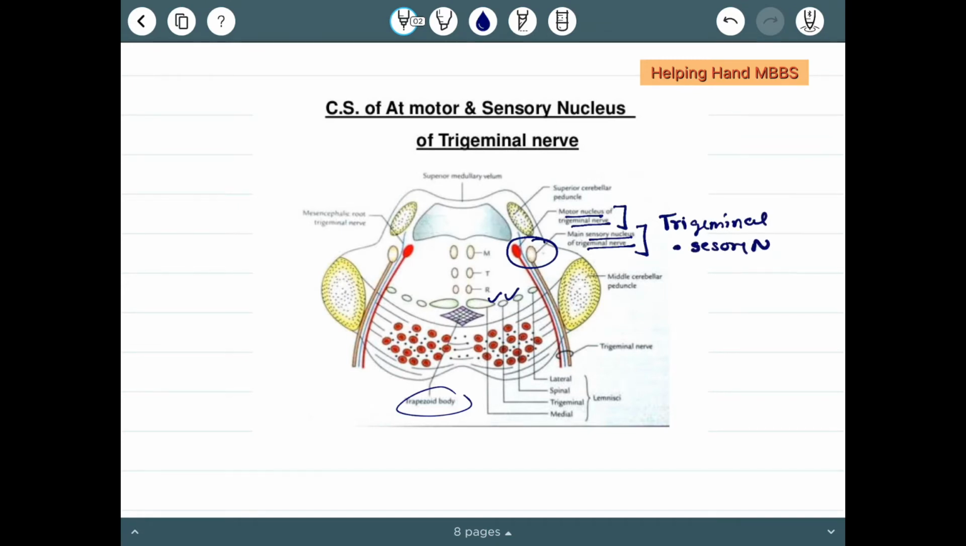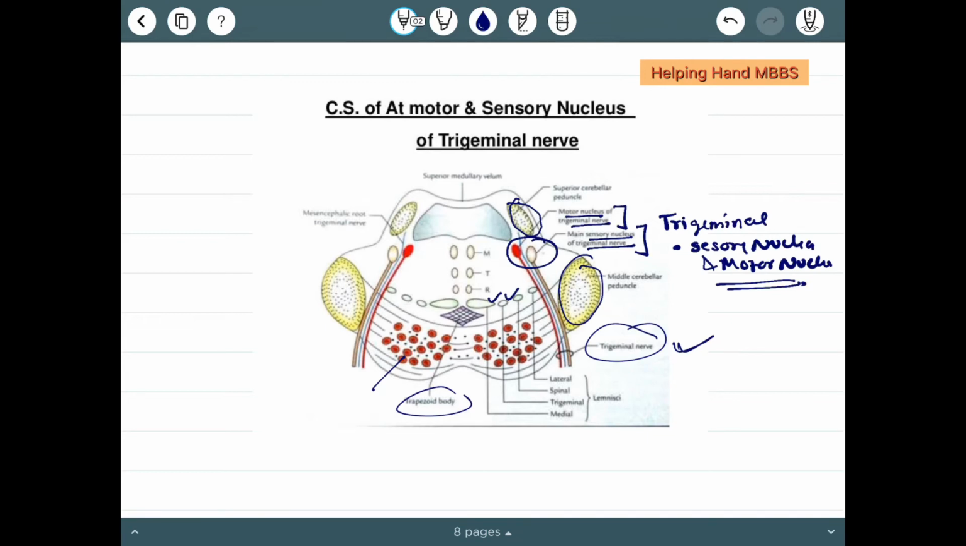sensory nucleus and motor nucleus are present here. These are the corticospinal tract, as I told you in the previous photo, and this is the middle cerebellar peduncle and this is the superior cerebellar peduncle. These are the important things you should know in the upper pons. So mainly focus on the trigeminal nerve. The trigeminal nerve mainly arises from the upper part of the pons.